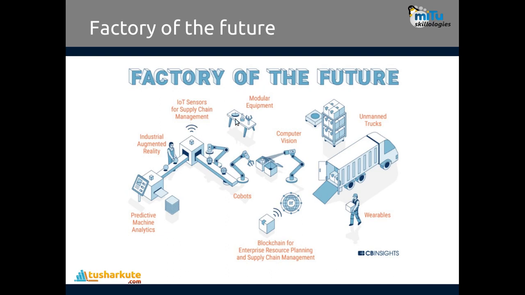Then modular equipment, common modular equipment by which a computer can read and check that these are the machines in which the product should be manufactured in this particular way. These are the modular equipment which will be used by the computer systems. And coming to all these things together, one more thing is there called cobots, collaborative robots, that we can also use over here. They are also controlled by the IoT system. So this is how the factory of the future can be.